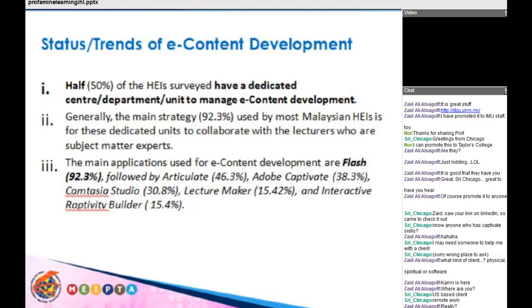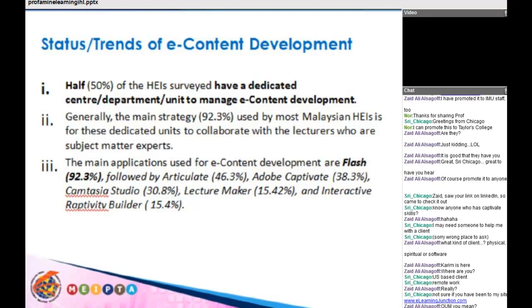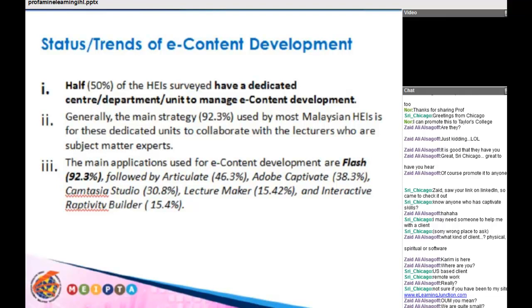Now, in UKM, we've tried a few strategies. I think with public universities, it's very difficult to get a big unit like IMU. To get one or two designers, you have to wait for years. So what happens then? The next step is to buy authoring tools. Okay, now this is going to be very expensive. How many tools can you buy, and where to place them?